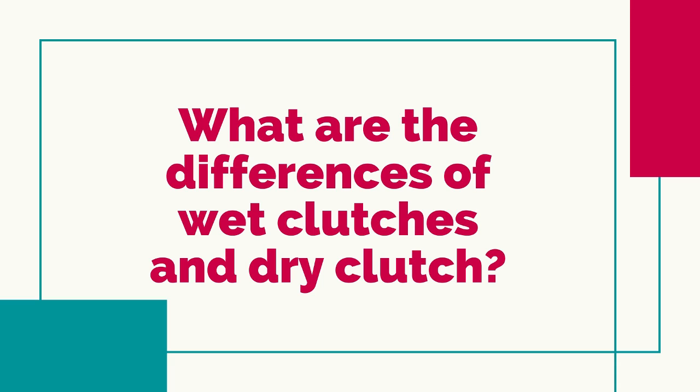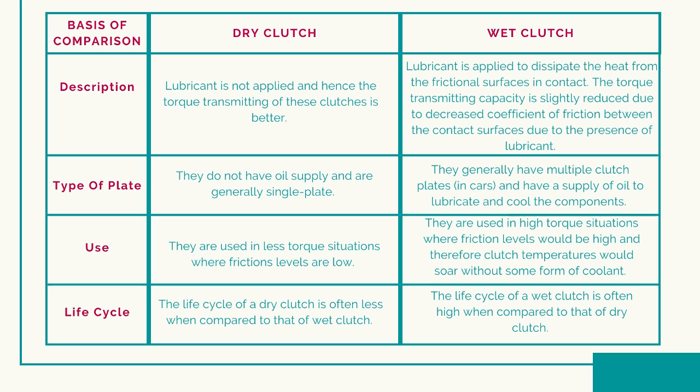So today's topic, we are going to share some differences between wet clutches and dry clutches. So we can see here the description. In a dry clutch, lubricant is not applied and hence the torque transmitting capacity of these clutches is better. In wet clutches, lubricant is applied to dissipate the heat from the frictional surface in contact. The torque transmitting capacity is slightly reduced due to a decreased coefficient of friction between the contact surfaces due to the presence of lubricant. So what are the types of plate?